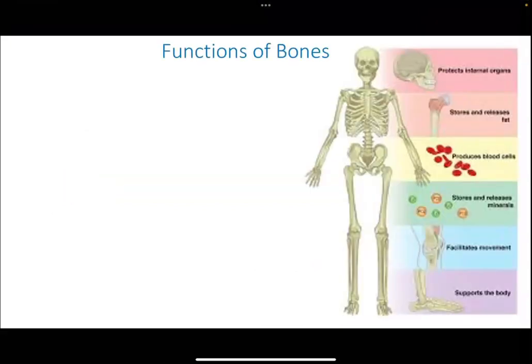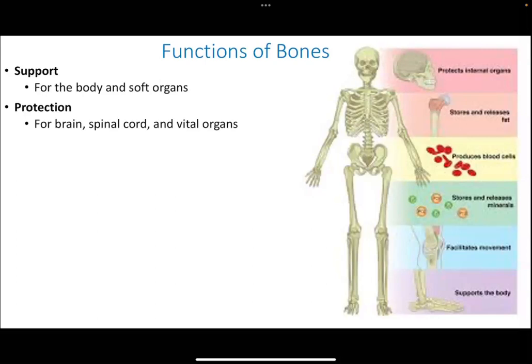When we look at bones, we want to think about what their function is. And it's more than just helping us stand upright. There are many functions that bones have. One, of course, support. Like I said, helping us stand upright, support for the body and to help support our soft organs. The skeletal system, or the bones, are also going to serve as protection. There's protection for the brain by providing a skull. There's protection for the spinal cord with the vertebrae, and a lot of the other vital organs that are protected by bones.